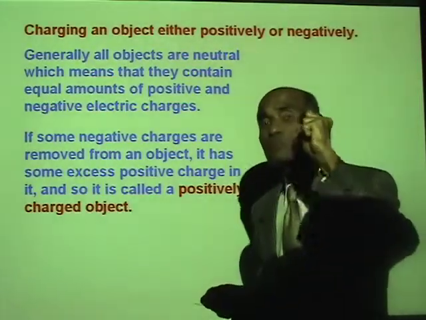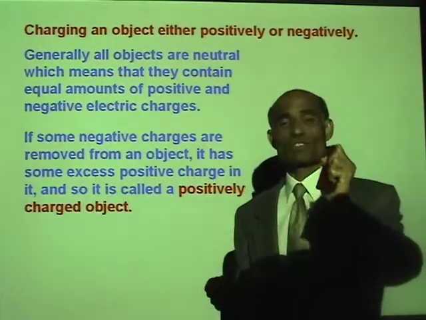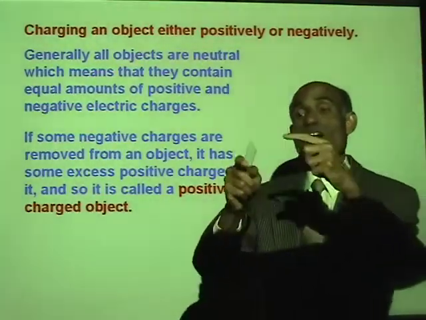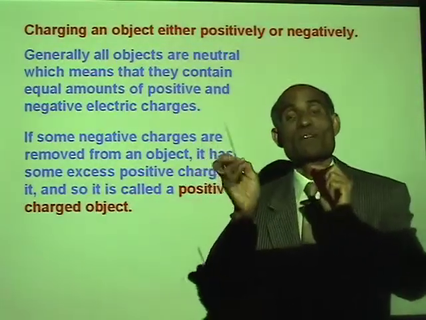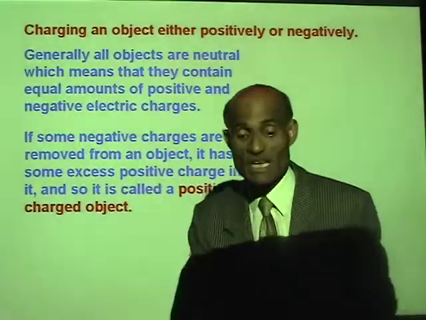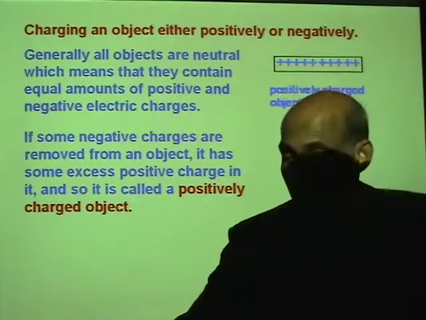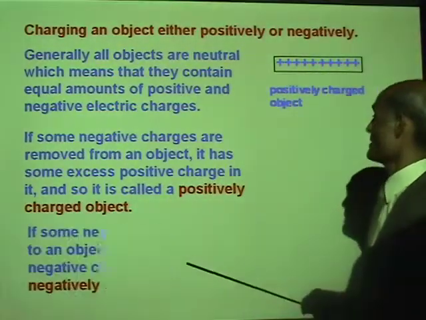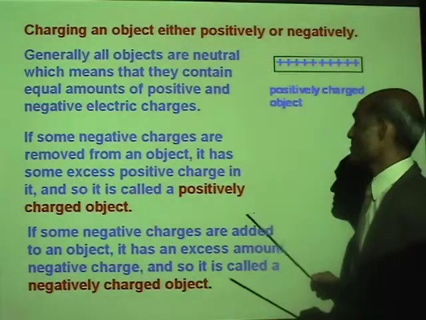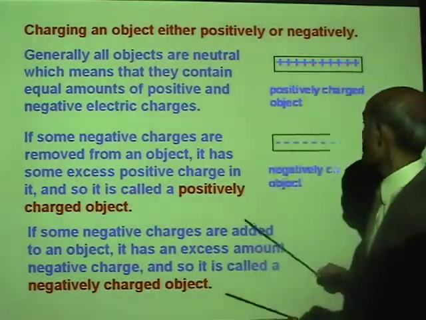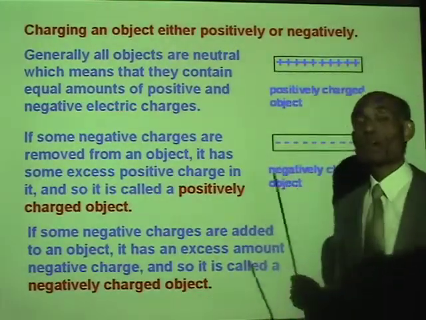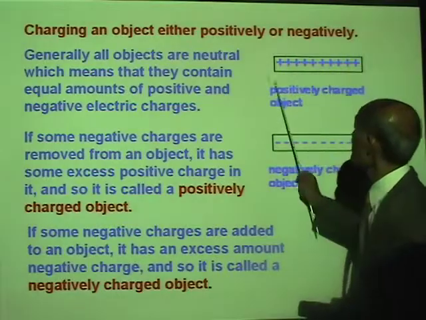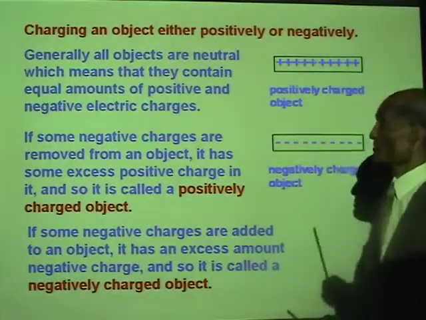That means this material is now deficient in some electrons. That means there is some excess positive charge on this material. And the electrons that are removed have been deposited on the plastic strip. That means the plastic strip now has some excess negative charge. So, a positively charged object has some excess positive charge on it. If some negative charges are added to an object, it has an excess amount of negative charge. So, depending on whether you have some excess amount of positive charge or excess amount of negative charge, we have a positively charged object or a negatively charged object.